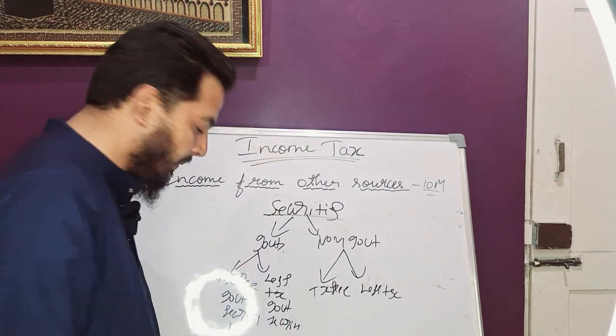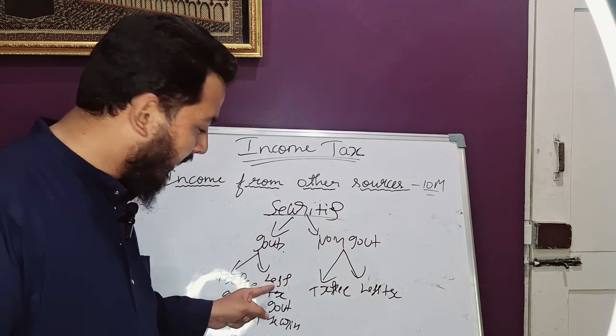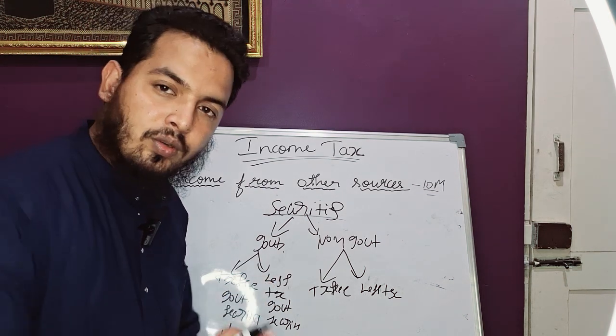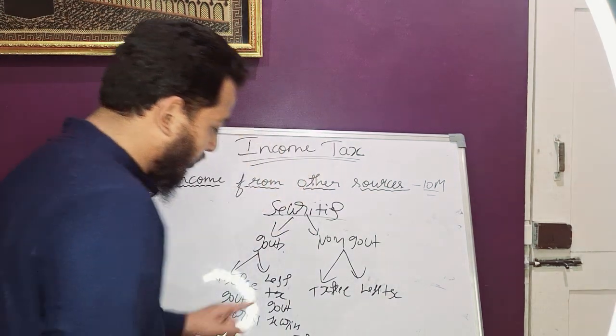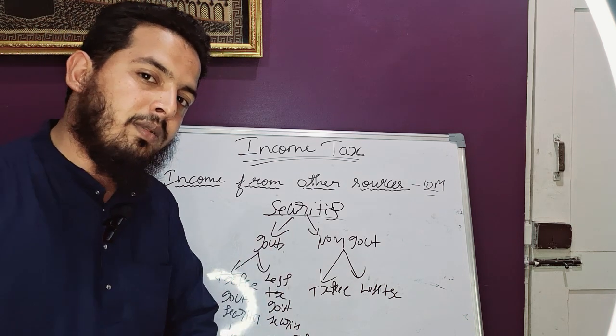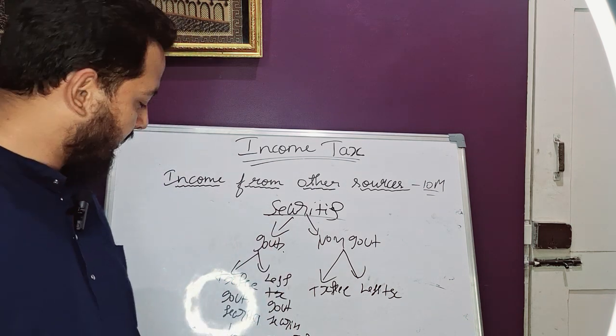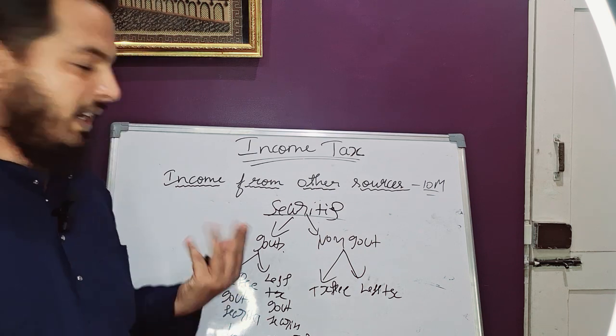It is exempted. Coming to less tax government security, it is taxable, but you are not supposed to do TDS. There is no TDS here. Less tax government security is taxable, but there is no TDS. Here it is exempted. If it is exempted, there is no question of TDS.